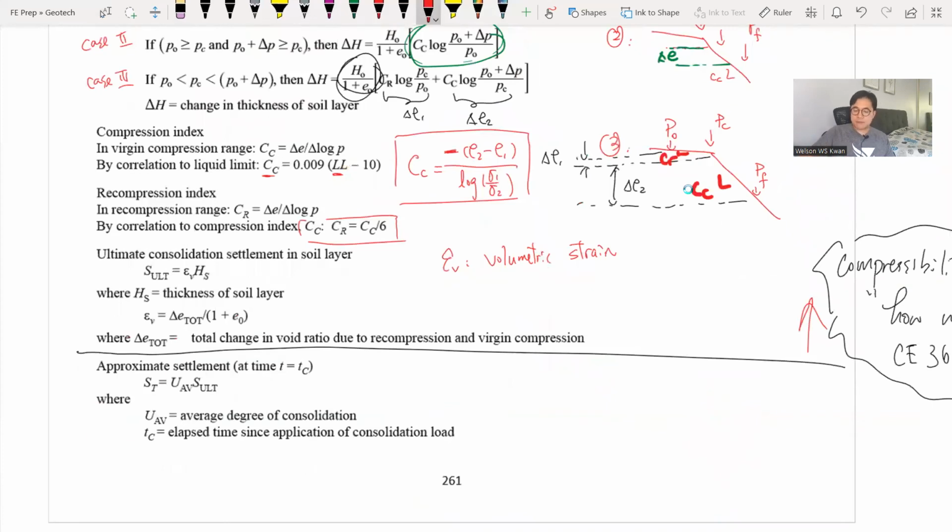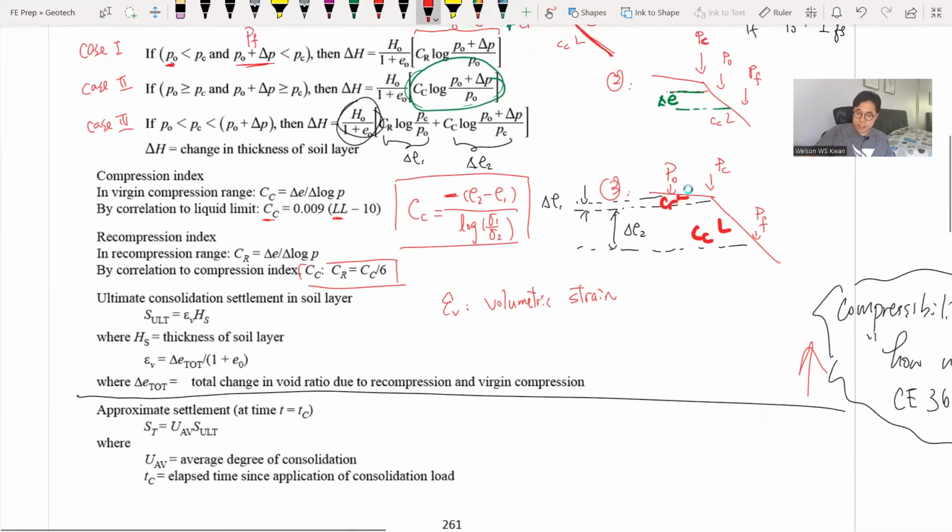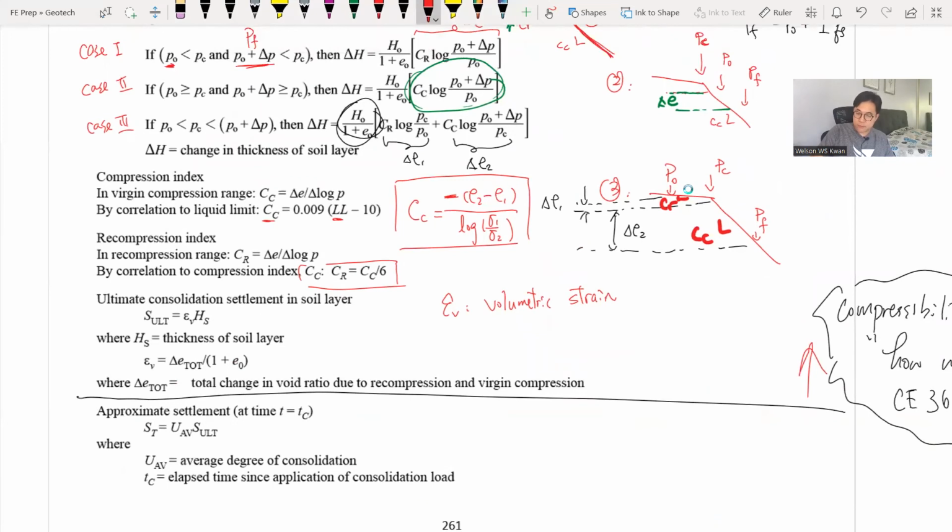Okay, so the next formula here is repeating how to calculate the volumetric strain. And this is what we have been doing previously from the formula. So delta E total is the total change in void ratio. And delta E we can find by this set of formulas, depending on case 1, case 2, and case 3. It depends on how your initial and final stress compare with the maximum past pressure. So if we can find delta E and we know the initial e naught, then we can estimate the volumetric strain.